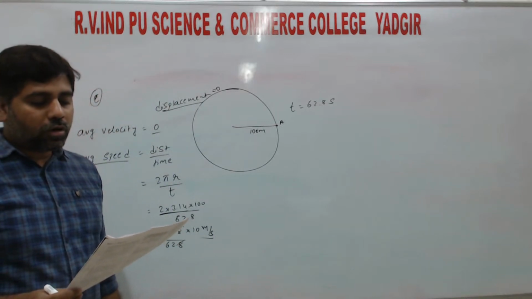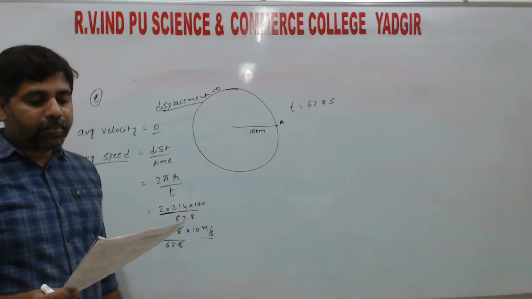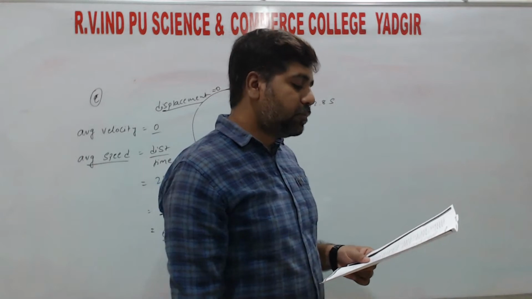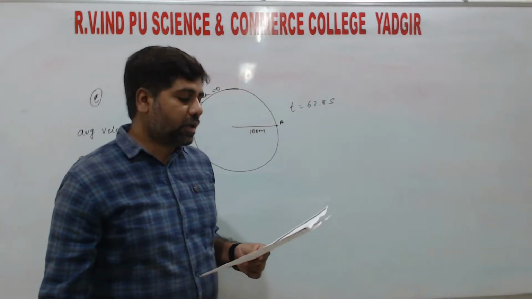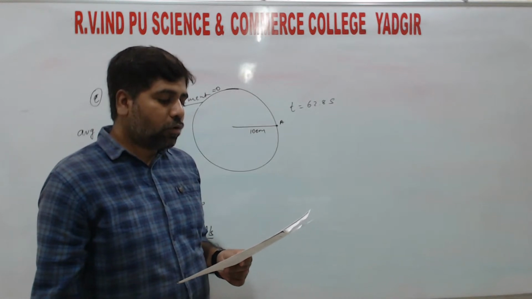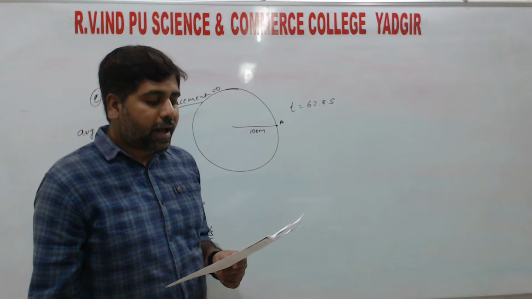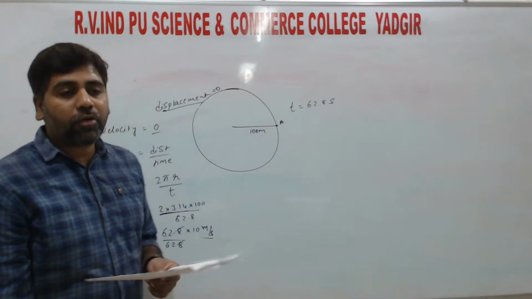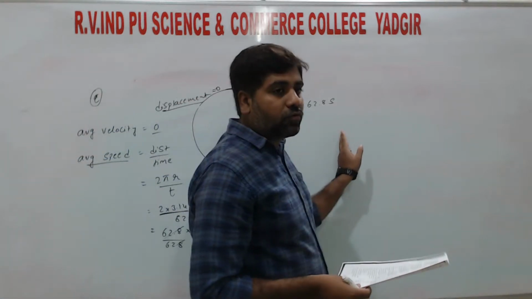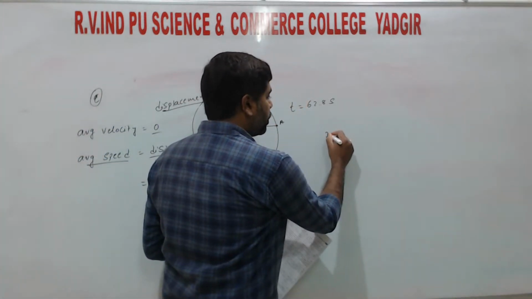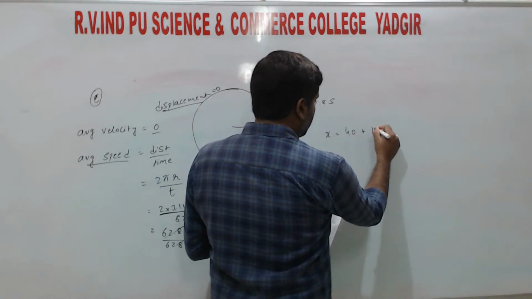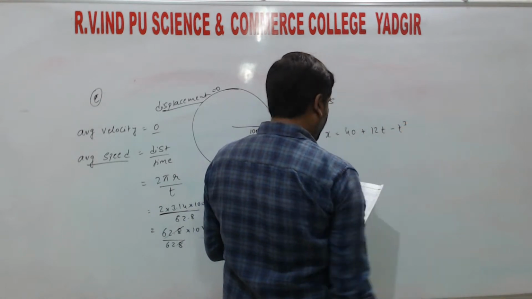A particle moves along a straight line OX. At time t, the distance x of the particle from O is given by, so the displacement with respect to time relation is given, right? So x is equal to 40 plus 12t minus t cube. How long would the particle travel before coming to rest? So here we are going to find the displacement. Initially it is 0, starting from rest. The given equation is x equals 40 plus 12t minus t cube.